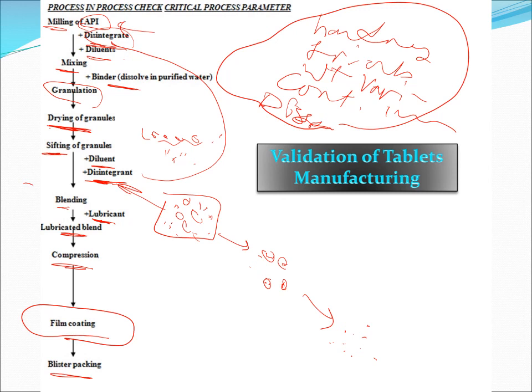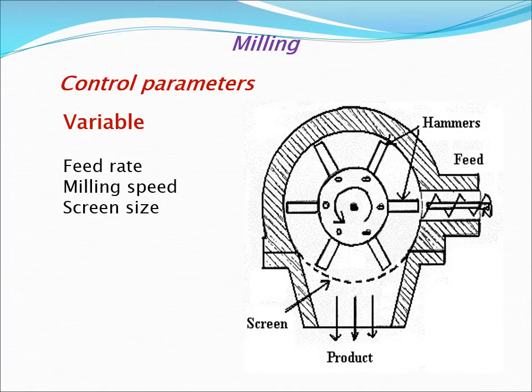Let's go to the next few slides to understand how to make validation for the process itself. We need to validate every step in tablet production. For example, in case of milling or grinding, how do we validate the size reduction equipment? What are the critical parameters, CPP, critical process parameters here? What do we need to measure to validate this size reduction equipment or grinder?